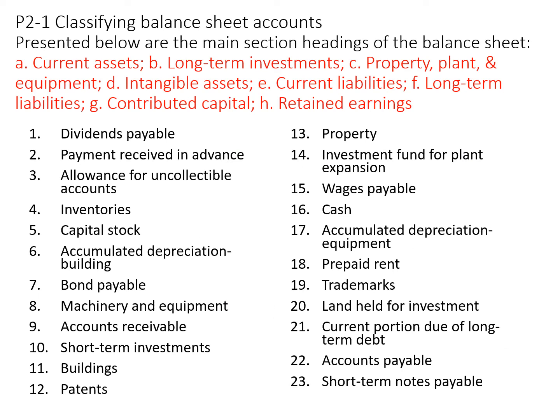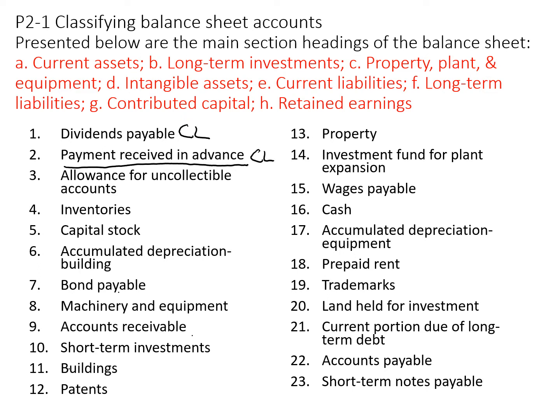All right, here's another one. They want not only what kind of account it is, but what category. So dividends payable is a current liability because you need to pay those dividends pretty quick. Usually once dividends are declared, they need to be paid within 30 days. Payment received in advance is another way to say deferred revenue or unearned revenue. Remember those Delta plane tickets? Delta has my cash, but they need to promise me a plane ride. So it's a current liability.